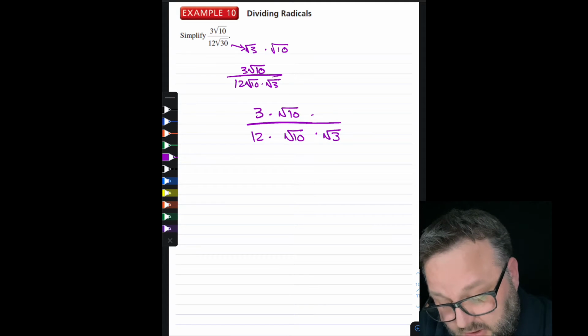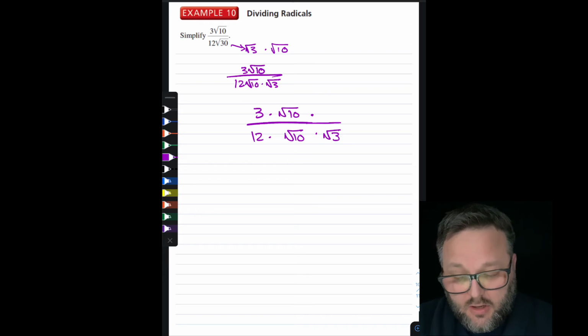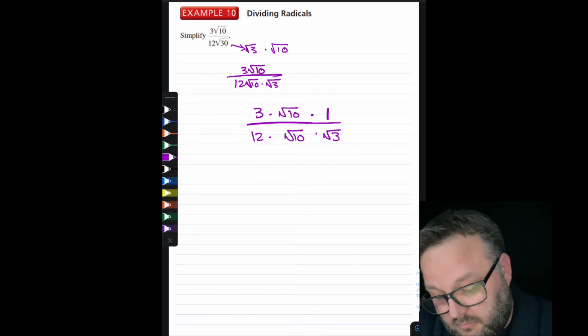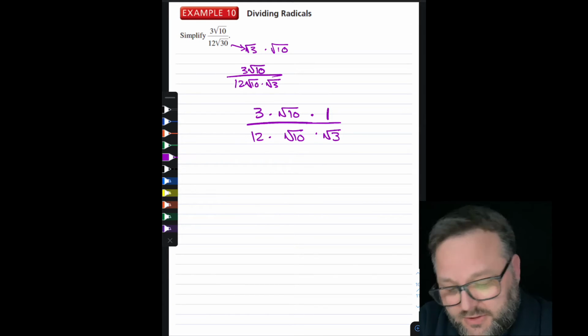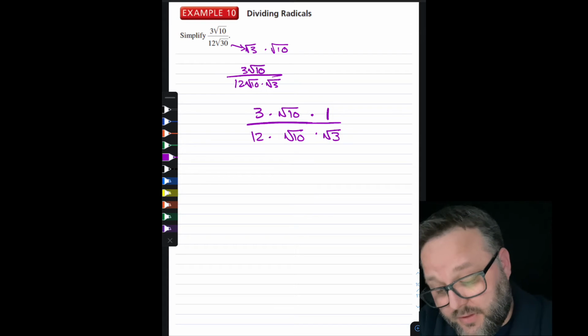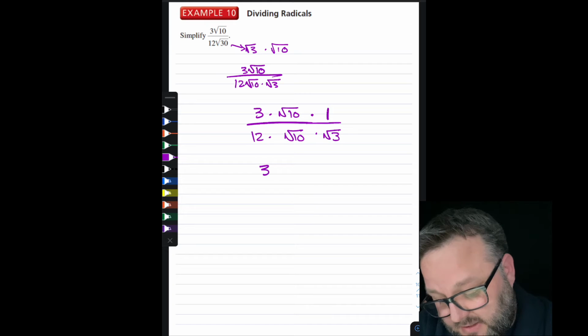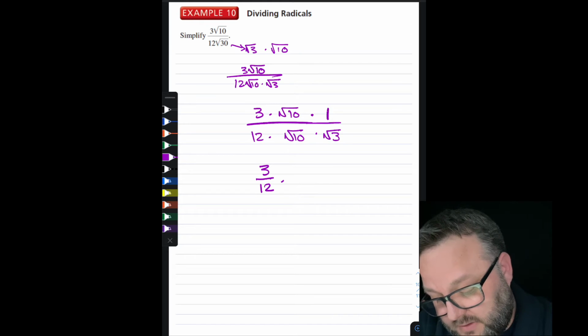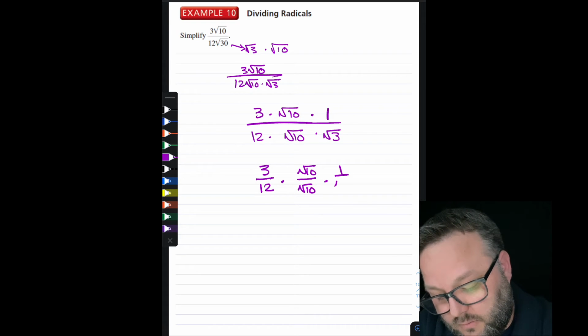Now, to make sure everything has a pair, in other words, every denominator has a numerator, I can multiply everything by 1. I'm not changing anything. So this problem, again, to take a step back, we could say is the same thing as 3 over 12 times radical 10 over radical 10 times 1 over radical 3.